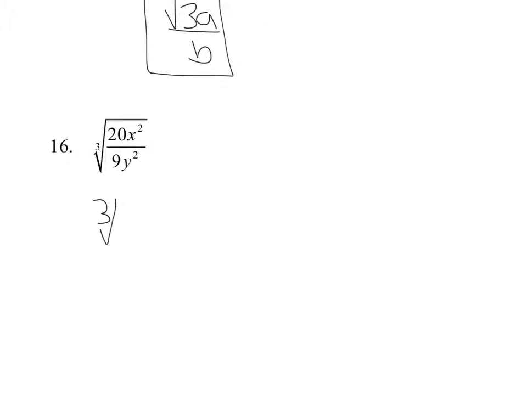Cube root 20x squared. Nothing I can simplify there because 20 can't get simplified at all. And x squared is lower than 3. So that's why I left it all in. Now the bottom here, watch what I do.